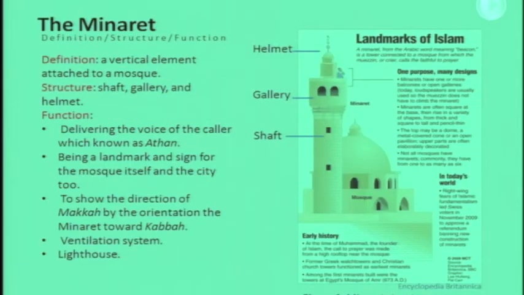First, this is the minaret, and when we go to the definition, it's a vertical element attached to the mosque, and the mosque is where Muslims worship God. The structure of the minaret is like a shaft, and in this part we have a staircase, and the gallery is a decoration part, and the helmet also a decoration part. And the function of the minaret is to deliver the voice of the call to prayer, as we see here.